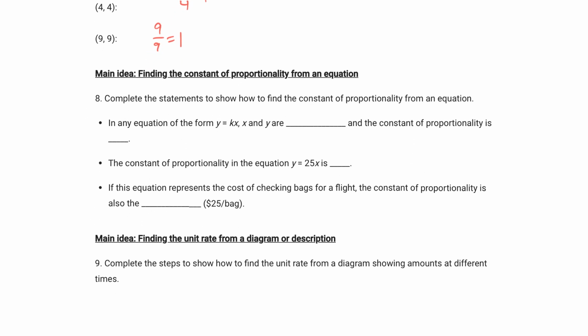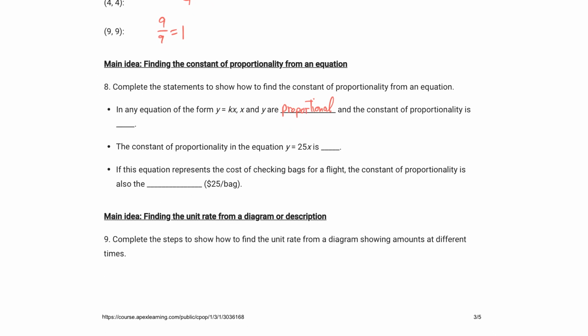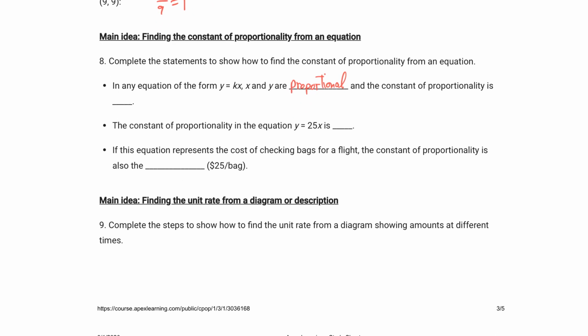So let's find the constant of proportionality from an equation. Complete the statements here. In any equation of the form y equals kx, x and y are proportional, and the constant of proportionality is k.